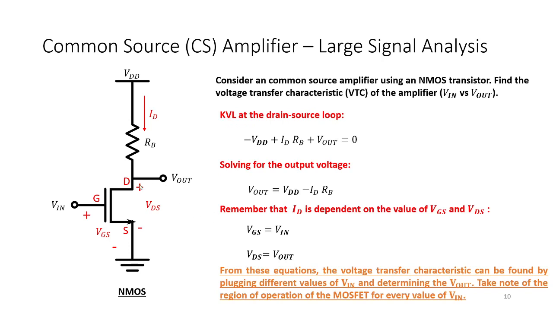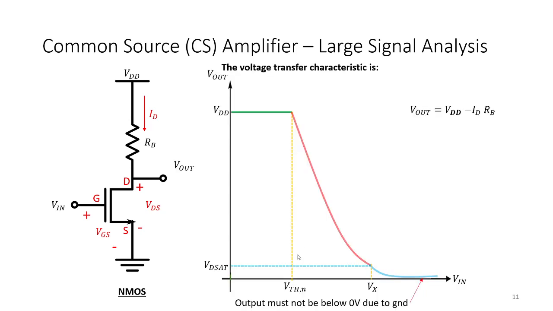And then, of course, remember, we need to find the region of operation of this amplifier. Therefore, we must find VGS and VDS. As you can see, VGS is simply V in, then VDS is simply V out. So from these equations, the voltage transfer characteristic can be found by plugging different values of V in and determining V out. Take note of the region of operation for every value of V in. So this will be the voltage transfer characteristic of this amplifier.